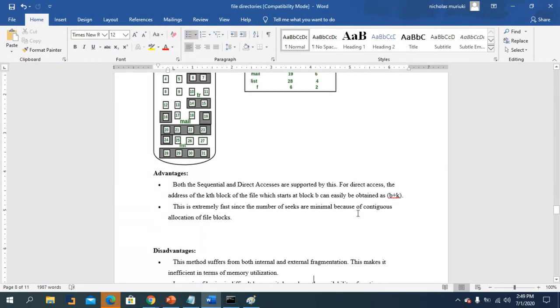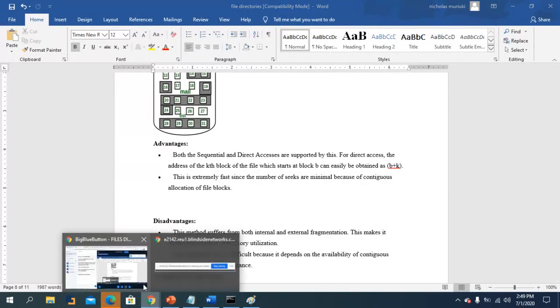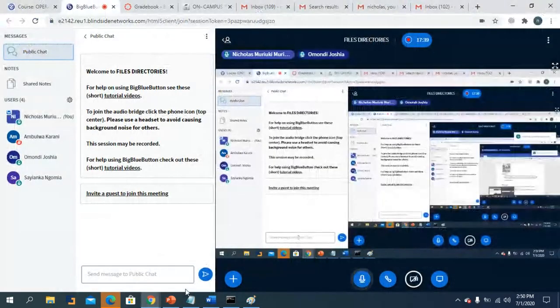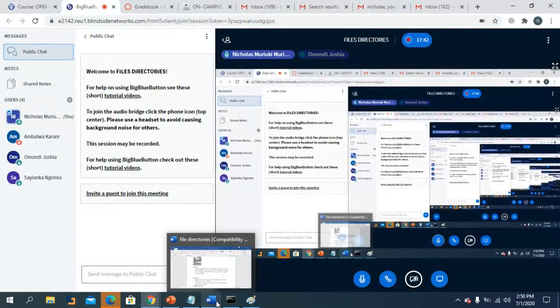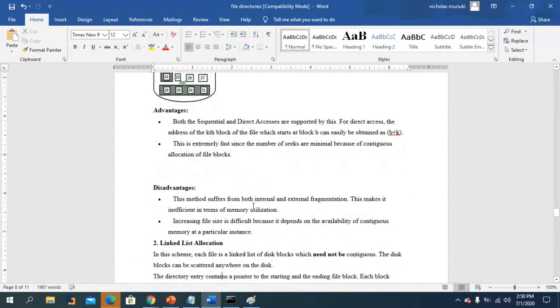And that's why we can see it uses a sequential and direct access method, because we must move from one bit to another. We cannot go immediately to the one that was created before. We have to move from one bit to another. And when you move in that way, we will be able to understand the allocation. The method suffers from both internal and external fragmentation. I think that one I have covered. Increasing the file size is difficult because it depends on the availability of the contiguous memory allocation.